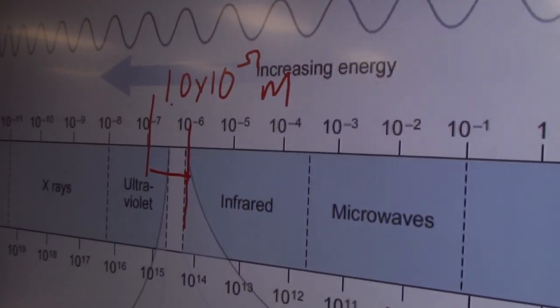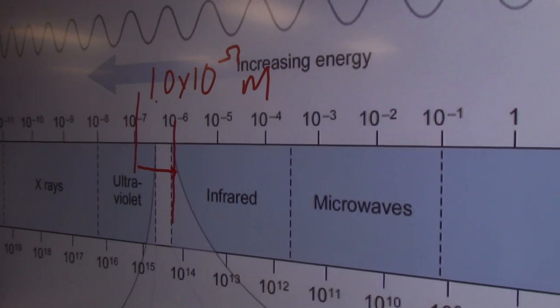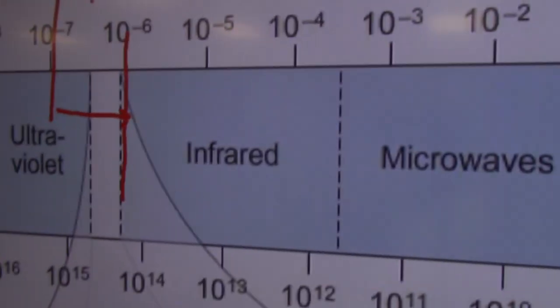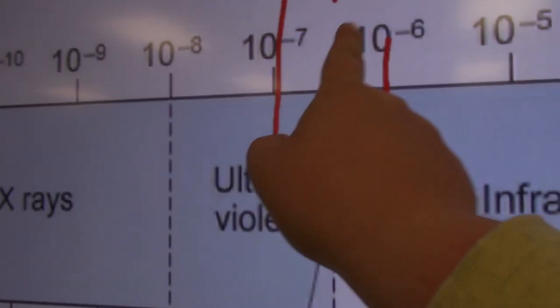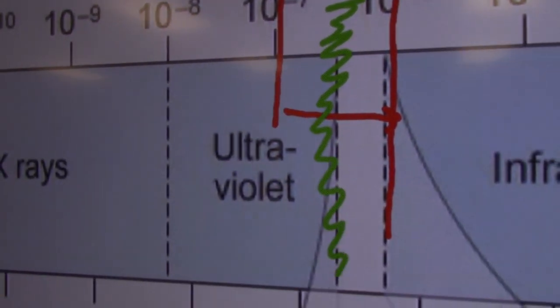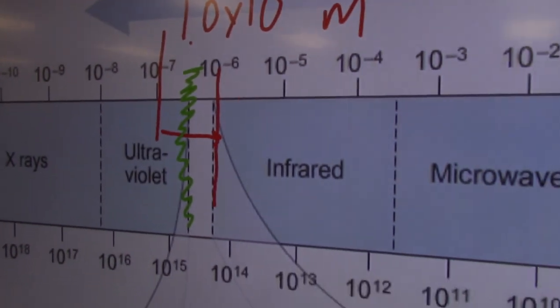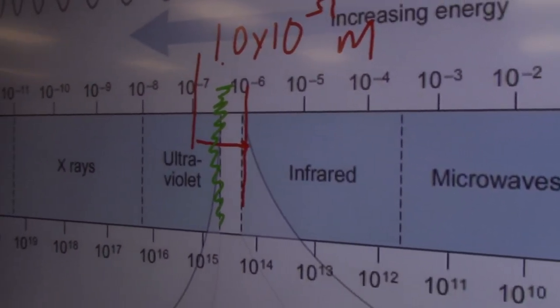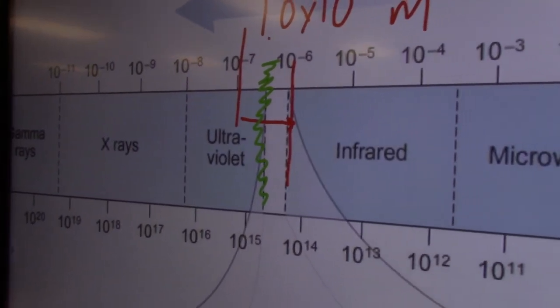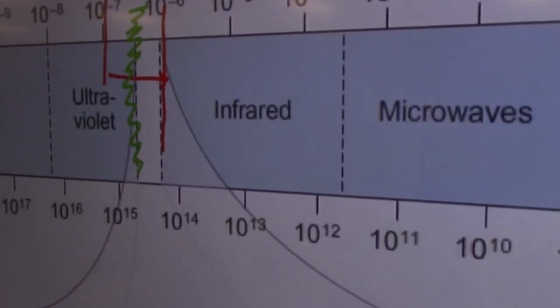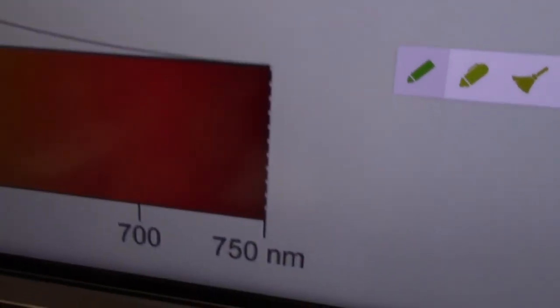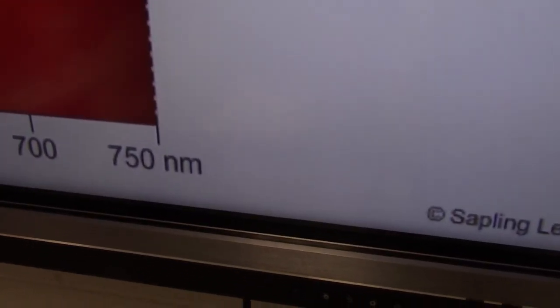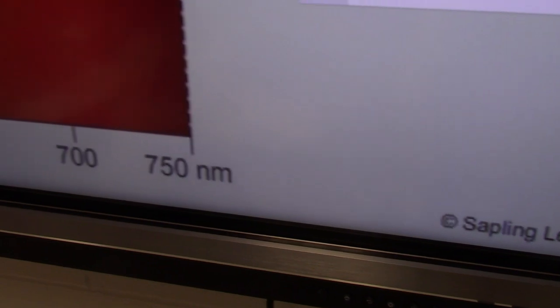So our number tells us we're falling somewhere in this area. It's too shady to be able to tell in meters. I know I either have ultraviolet or I have visible light. But look at the visible light spectrum. What's the visible light spectrum unit-wise? Nanometers. So let's do a conversion.